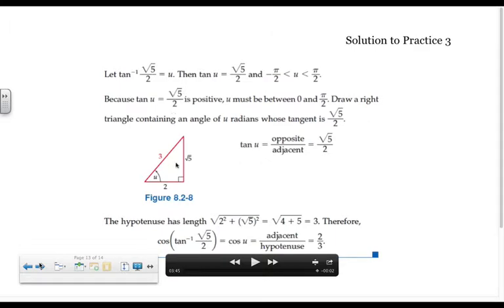This is positive, so we know that this is opposite over adjacent. And I would use the Pythagorean theorem. 2 squared plus the square root of 5 squared is 9, the square root of that is 3. So then the cosine is adjacent over hypotenuse, so I have 2/3, and that's my answer. So again, I know this is a little bizarre, but not that hard.